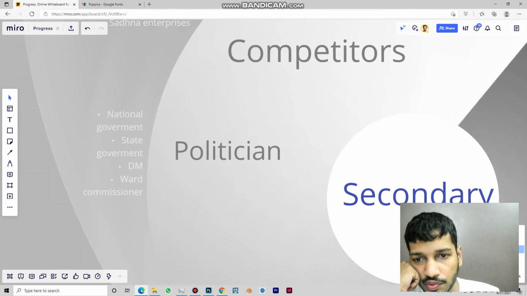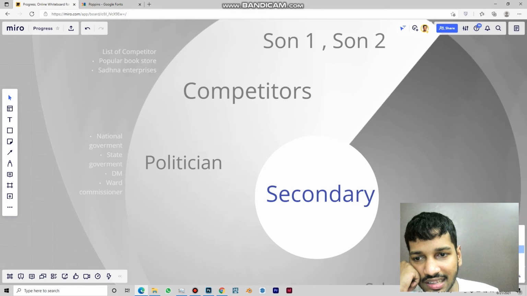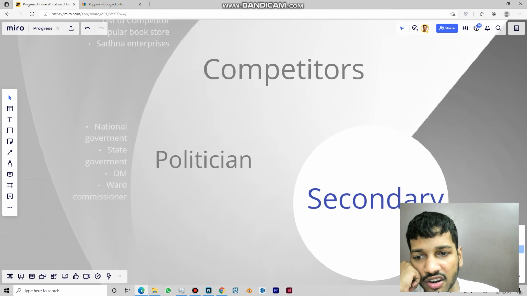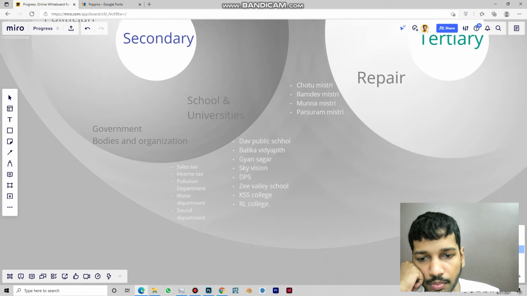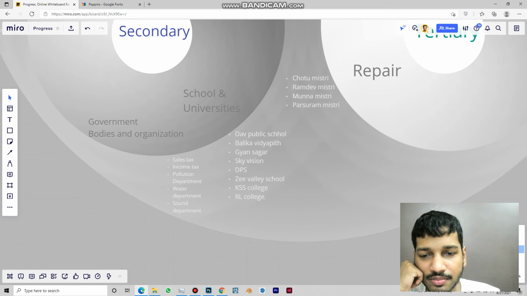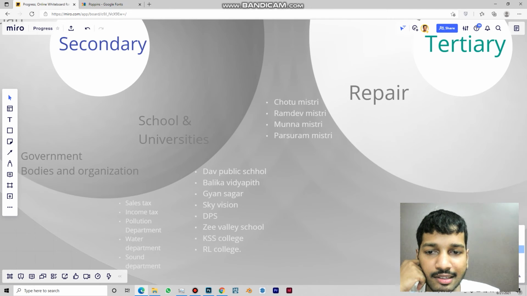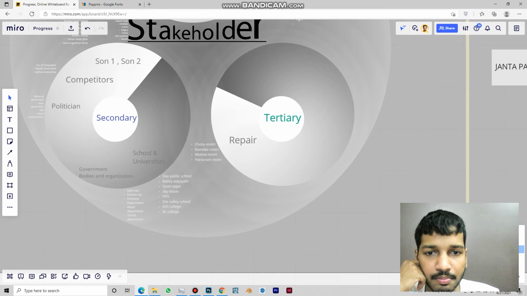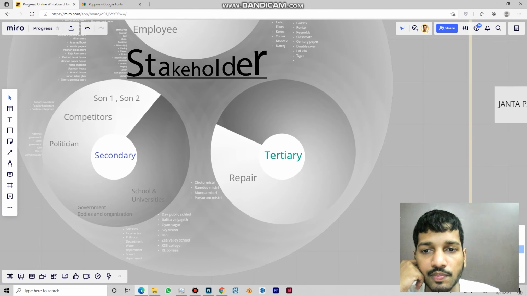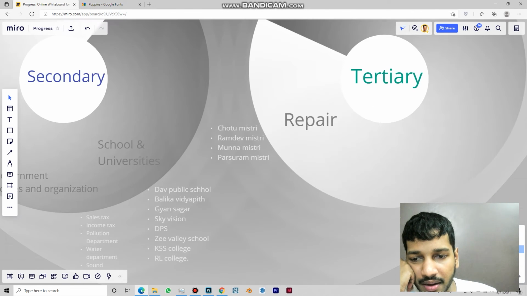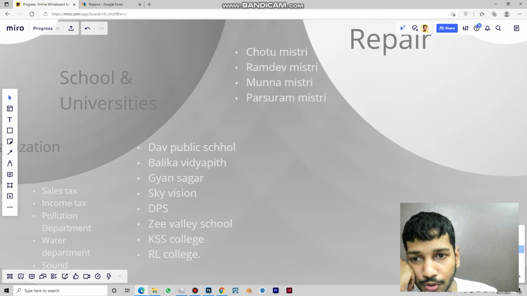Competition, politician, ward commissioner, national government, state government, government bodies, sales tax, income tax department, water department, sound department, and a school and university that were at this place. Since they are dealing in stationery and notebooks, they come in the secondary portions.